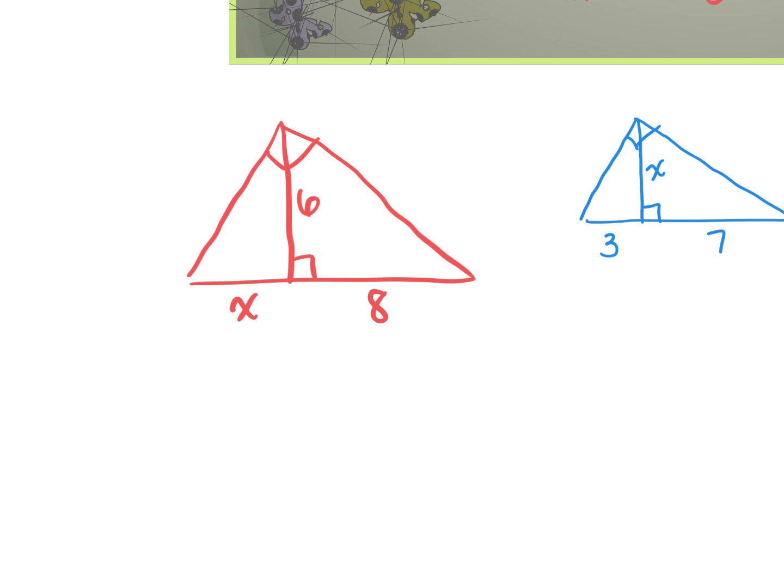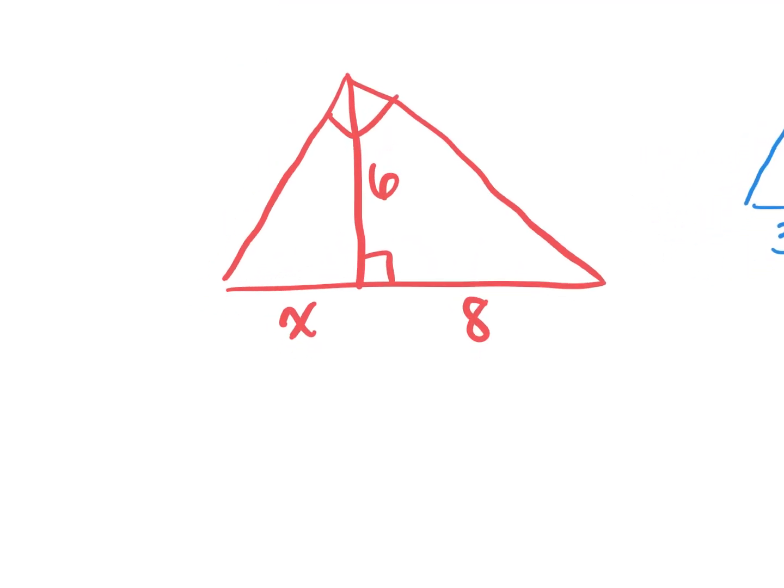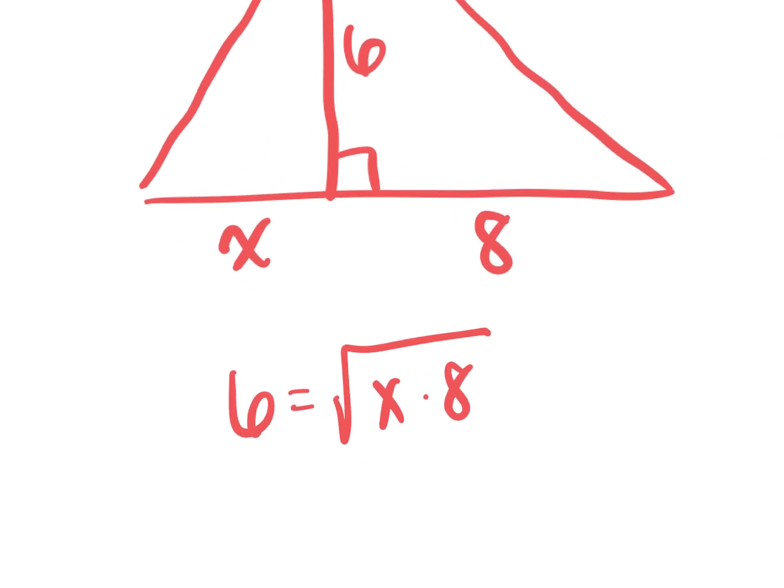Excellent. But let's set it up in a formula so we can remember that. So remember, x was equal to the square root of 3 times 7, correct? But instead of x, now I have 6, right? So 6 is going to be equal to what? The square root of x times 8. So now what we're solving for is now underneath the radical.